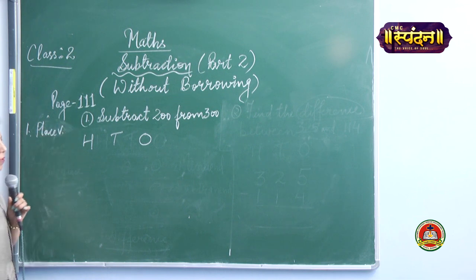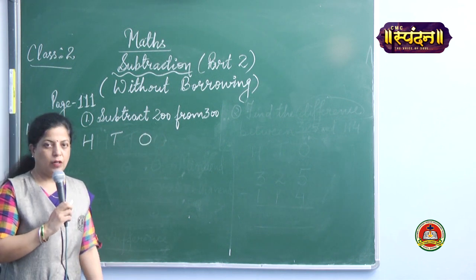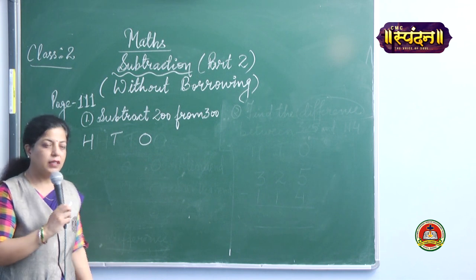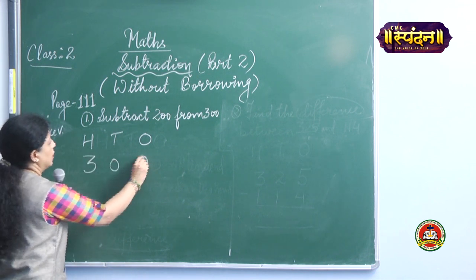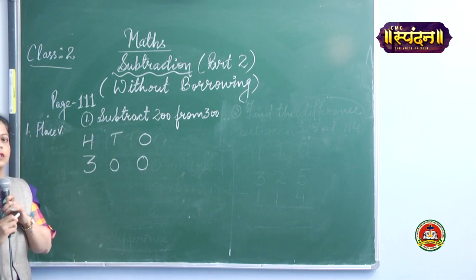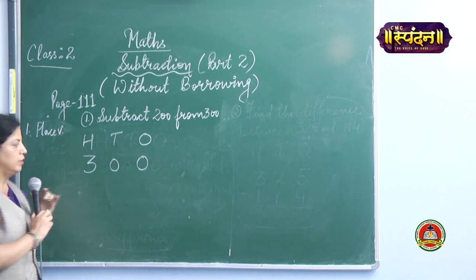Then the second step: which number to write? We'll write the bigger number. Out of 200 and 300, as you can see, 300 is bigger. So I'll write 300 first. Then I'll subtract 200. Below that, I have to take away 200 from 300, so I'll write it below.